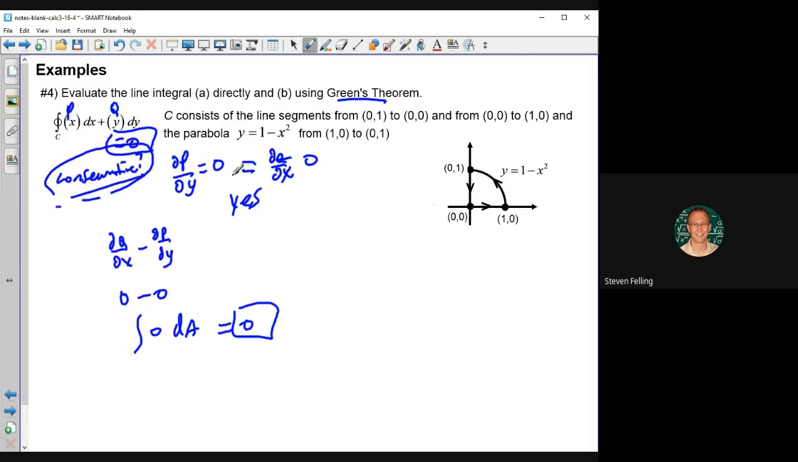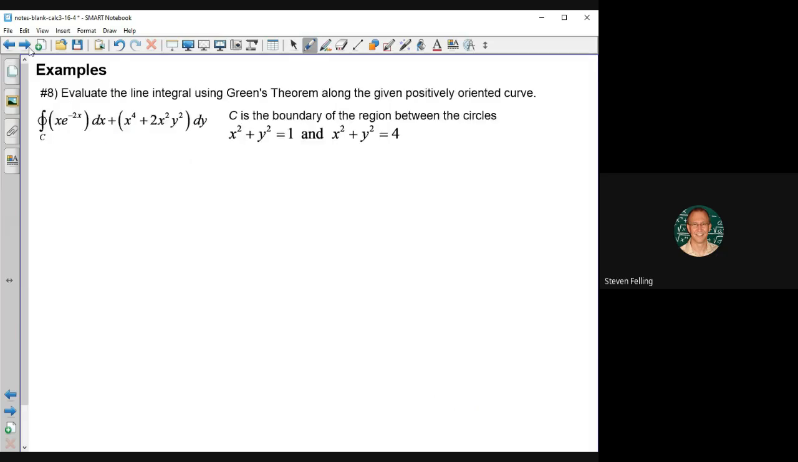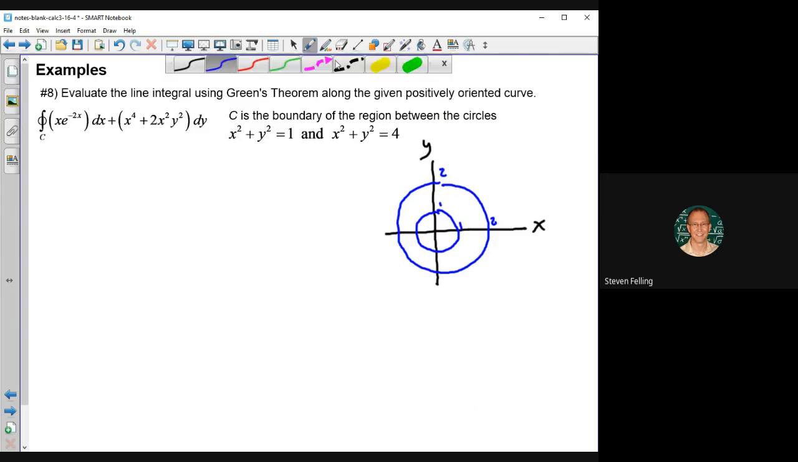Okay, let's do another example here. Evaluate using Green's theorem along the positively oriented curve. They didn't give a sketch here. Let's actually see what the sketch is saying. It looks like I have two circles here, radius 1, radius 2. So I've got a radius 1 circle and a radius 2 circle. Along the positively oriented curve, where C is the boundary of the region between the curves. All right, wow, crazy. Okay, so technically there's a region enclosed here.